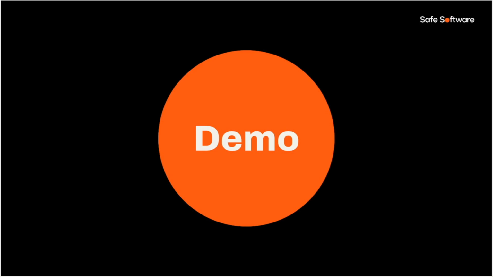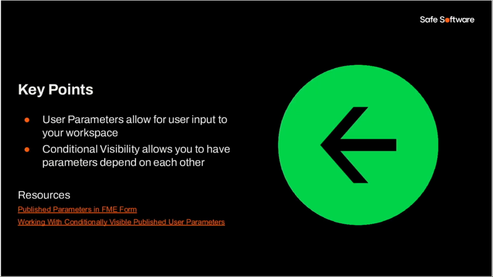So the key points of this demonstration is that user parameters allow for user input in your workspace, and conditional visibility allows you to have parameters depend on one another. And so we have some new articles that I'll share in the chat in a moment that will help you go through this and build it out for yourself and try it out.